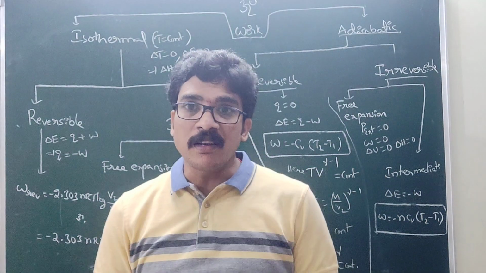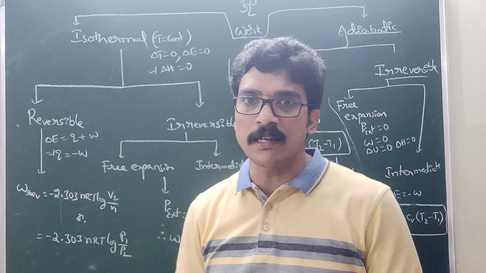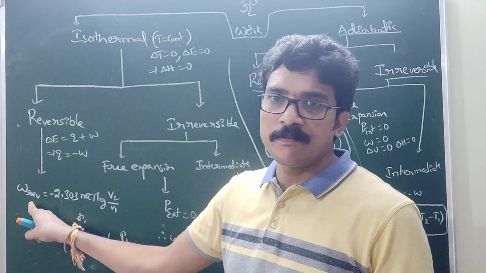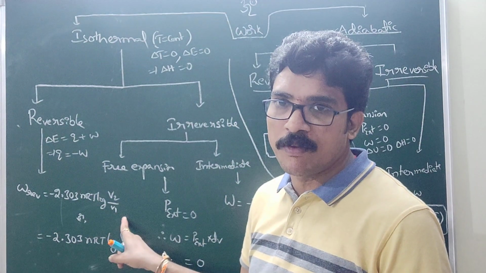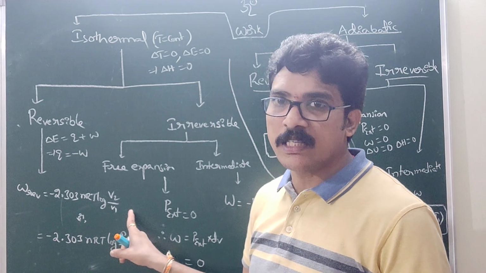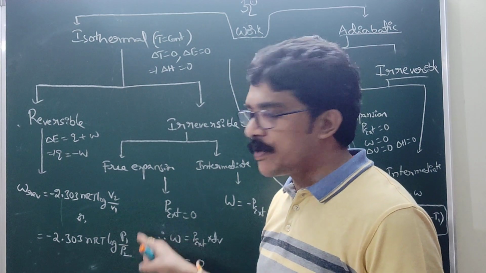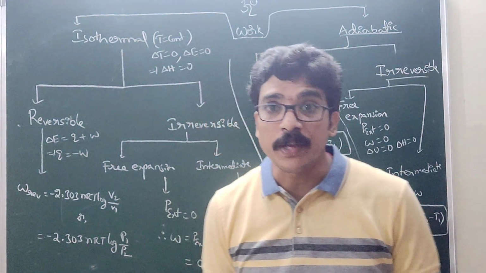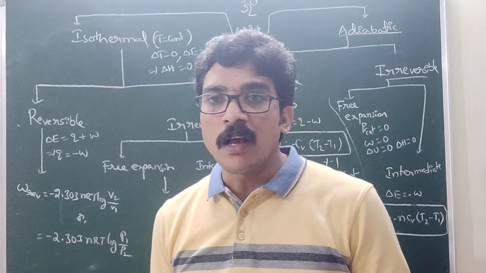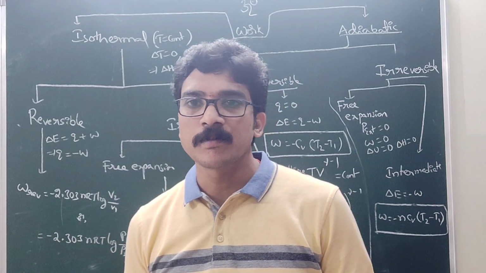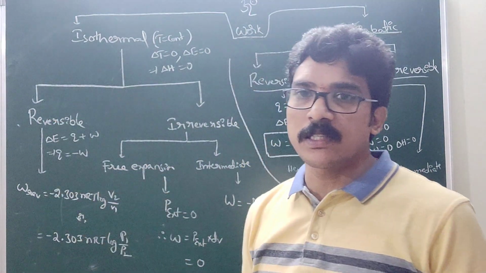Then, to calculate the work done, I gave a formula; how this formula comes, I can explain later with the derivation. The formula for reversible isothermal work done is equal to minus 2.303 nRT log V2 by V1, or minus 2.303 nRT log P1 by P2. Using these two formulas, we can calculate work in the isothermal reversible process.